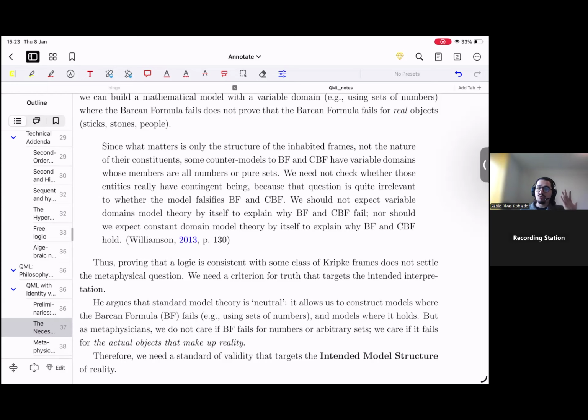What Williamson is going to argue is that this kind of model theory allows us to construct models where the Barcan formula fails, and sometimes where it holds, but as metaphysicians, if you're jumping on the metaphysics bus with him, we should not care whether or not Barcan fails for numbers or arbitrary sets. What we care about is whether it fails for the actual objects that make up reality.